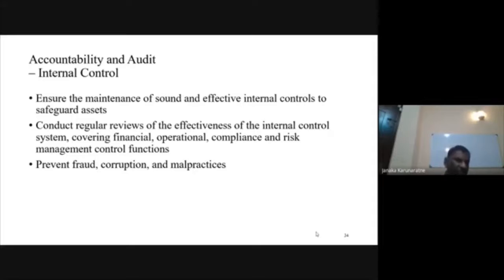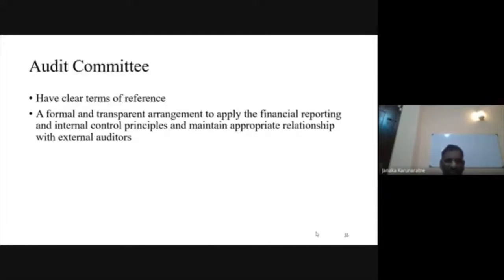Again, internal control should be set in such a way as to try to prevent fraud, corruption, and malpractices. Now, if you look at the Barings Bank collapse, it's a classic case of operational risk and internal control failure, of the segregation of duties, which led to the fraud, corruption, and malpractice. So it's very important that the right framework is in place for internal controls.